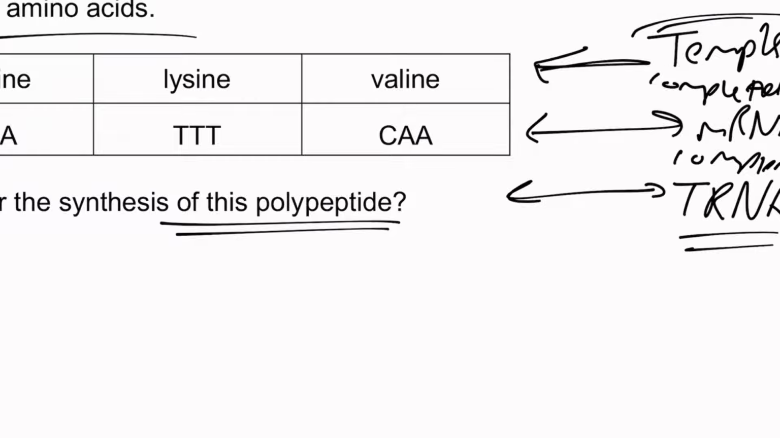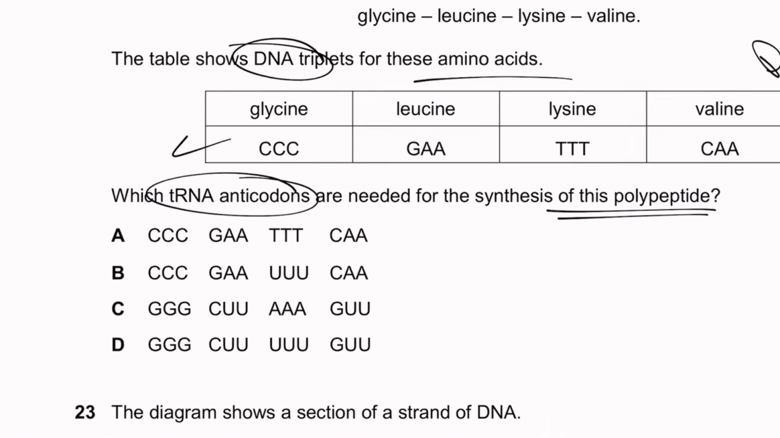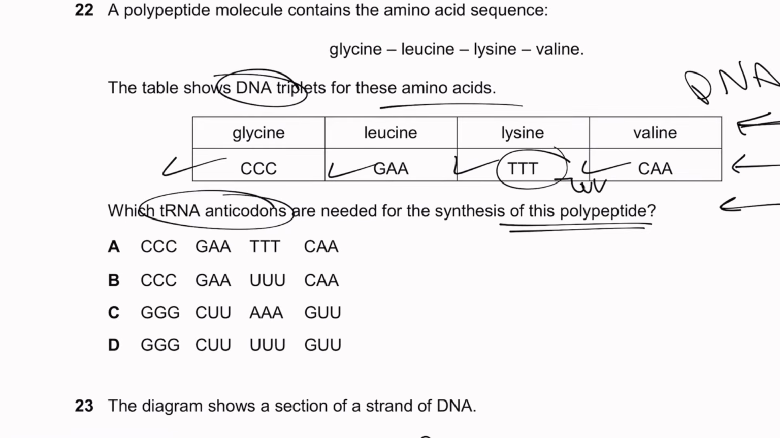So since tRNA is complementary to mRNA, which is complementary to the template, that means that tRNA and template are basically the same. With obviously the exception that DNA does not contain the nitrogenous base uracil, and so any T's will be turned into U's. So here it's going to be exactly the same, except that TTT here is turned into UUU. CCC, GAA, UUU, CAA, which is B.